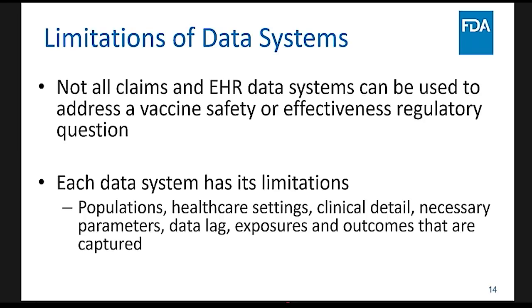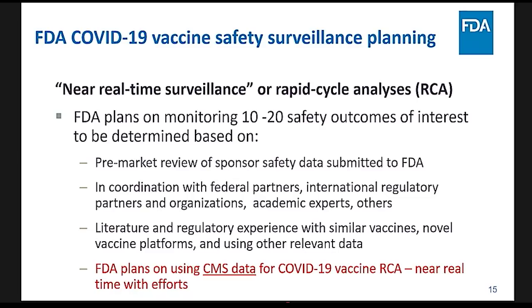I'll go on to the next slide, please. I just wanted to talk about COVID. It's really ongoing work as we're planning. Our plan is to conduct near real-time surveillance, also called rapid cycle analysis. We plan on monitoring 10 to 20 safety outcomes of interest, and those will really be determined on what we see in the phase 3 studies of sponsor safety data that gets submitted to the FDA.